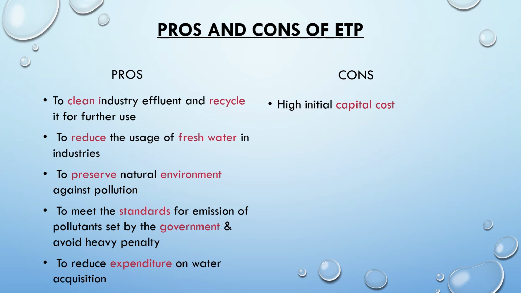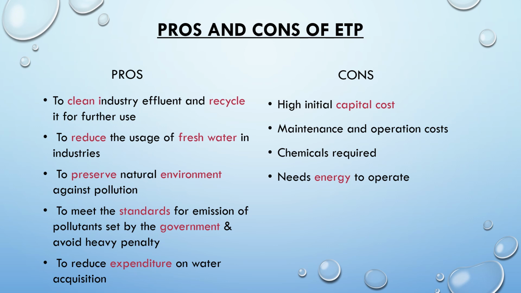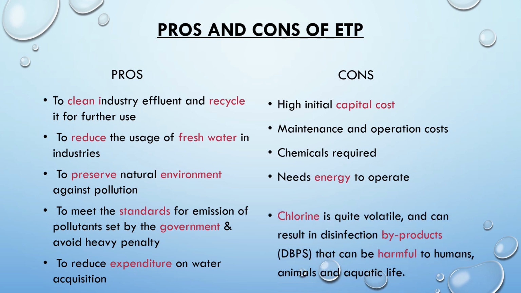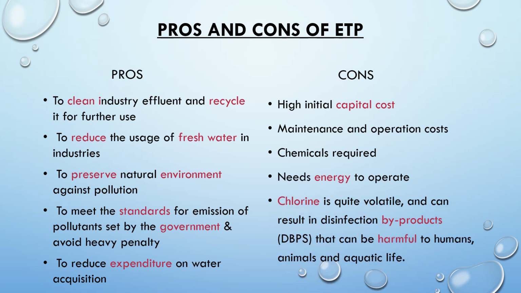Now the cons of the effluent treatment plant. It actually requires high initial capital cost, and maintenance and operation costs are also required. Chemicals are also required for the effluent treatment plant's working. The need of energy to operate the system is also required and it's quite expensive. Whereas chlorine is quite volatile and can result in disinfection byproducts that can be harmful to humans, animals, and aquatic life.